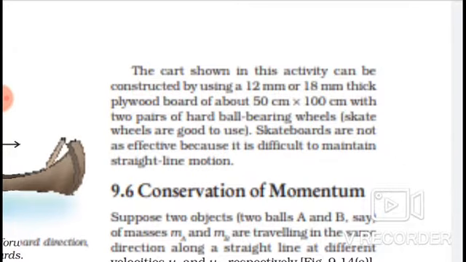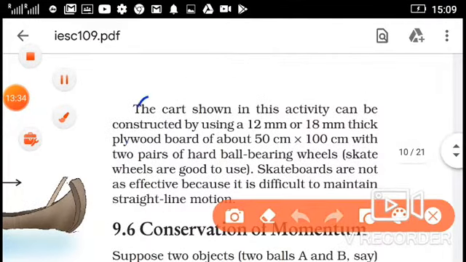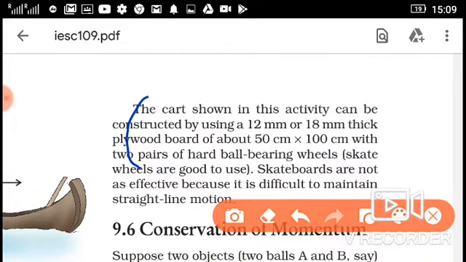The carts shown in this activity can be constructed using a 12 mm to 18 mm thick plywood board, about 50 cm by 100 cm, with 2 pairs of hard ball bearing wheels. This is the measurement you can take while making the board, or you can buy one also. You can change the measurements also. Skateboards are not as effective because it is difficult to maintain straight-line motion.